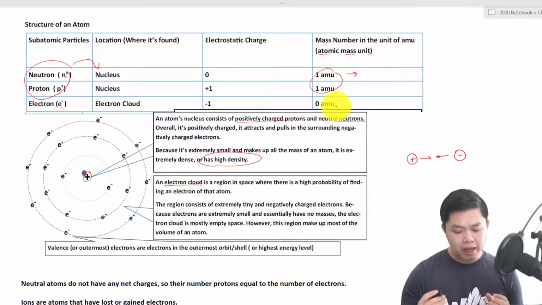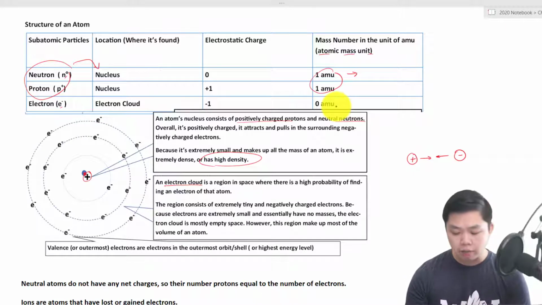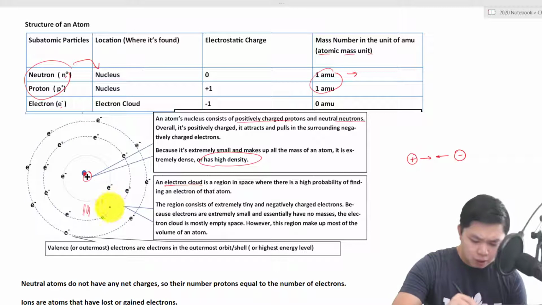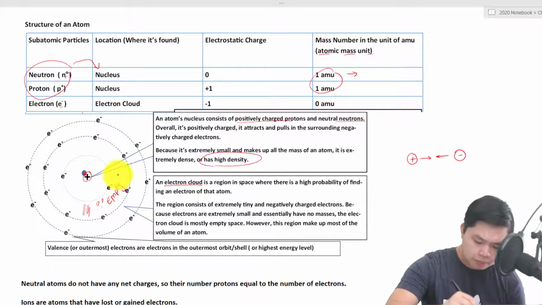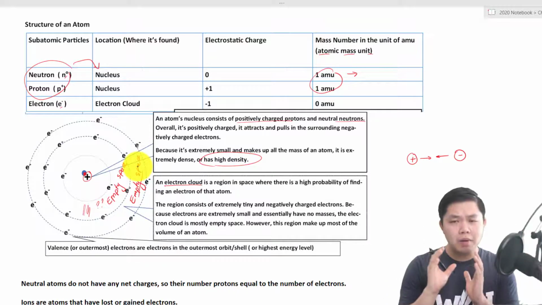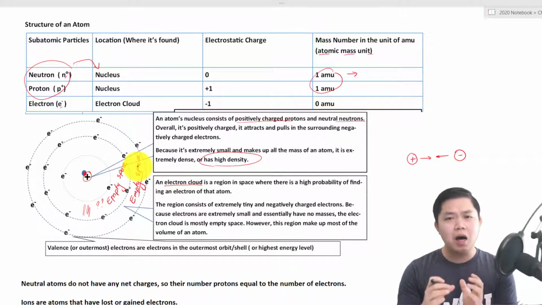But in the end, they make up most of the space of an atom, like 99% of the space of an atom. Now, what is in the space between the electrons? Well, it's just empty space. Now, think of empty space. We're not talking about the empty space in this room, no. We're talking about the empty space at the atomic level.